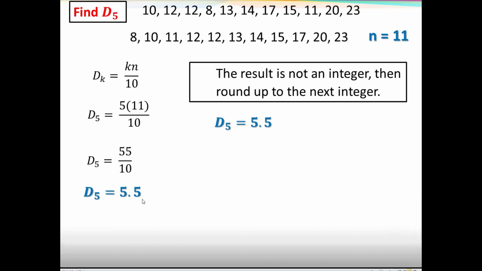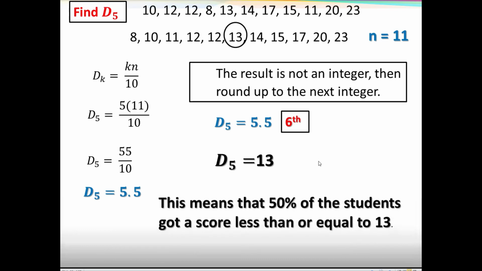Again, D sub 5 equals 5.5. The result is 5.5. So if we round it up, the result will be 6th. We need to find the 6th data. 1, 2, 3, 4, 5, 6. The 6th data is 13. So therefore, the fifth decile or D sub 5 equals 13. This is our final answer.